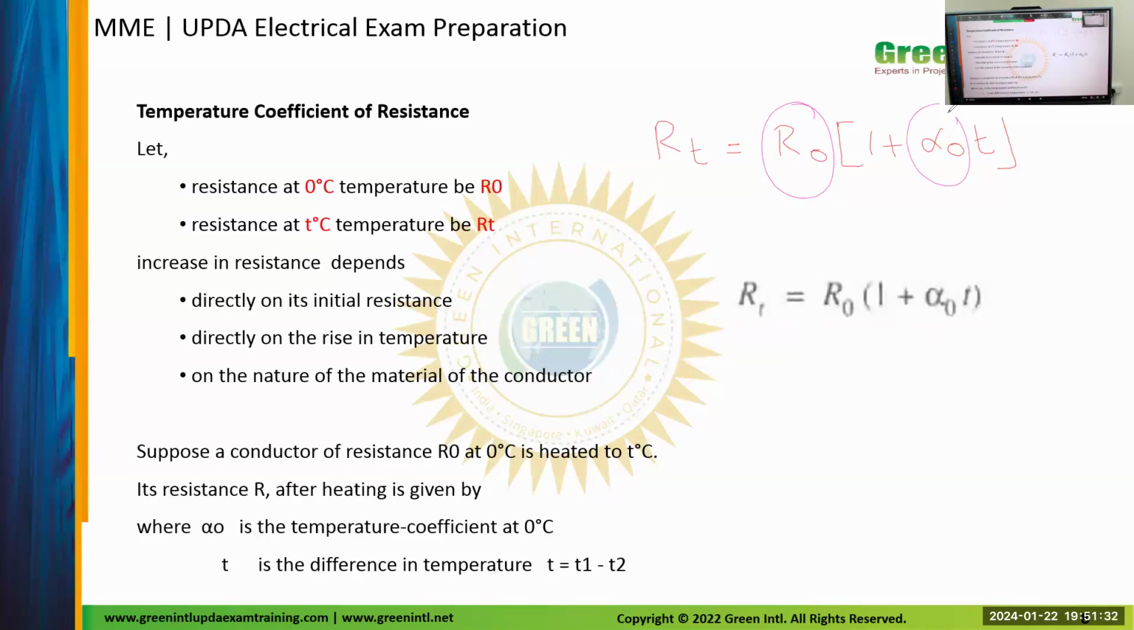Take silver, for example. For silver we have the data sheet for room temperature. This is the resistance value at 0 degrees, and at the same time the alpha, the temperature coefficient. So R naught and alpha naught are predefined values, which means they are constants. So we need to rewrite this equation like this: RT is equal to R naught plus R naught alpha naught T.